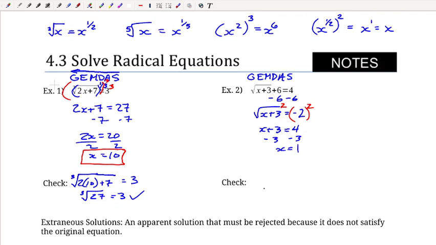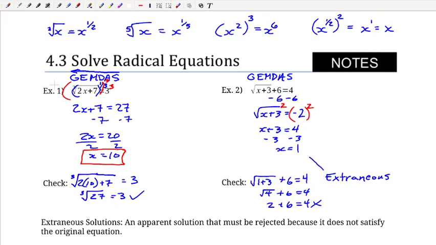Again, I want to check, did this actually work? Do I get both sides equal to each other? So I've got 1 plus 3 under my square root, plus 6, and I want to know, does that equal 4? Well, root of 1 plus 3 is root 4. Root 4 is just 2, plus 6. Hang on, does that equal 4? It does not. We have found an extraneous solution.